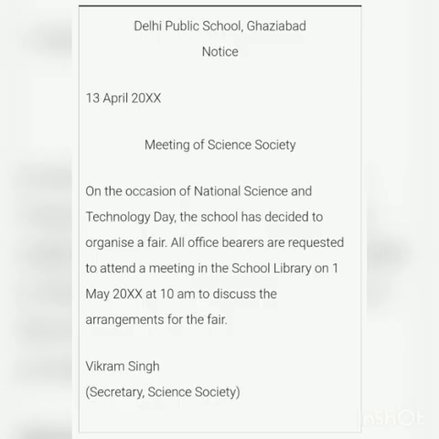This is the notice. Delhi Public School, Ghaziabad. Title: Notice. Date. Meeting of Science Society. On the occasion of National Science and Technology Day, the school has decided to organize a fair. All office bearers are requested to attend a meeting in the school library on 1st May 2020 at 10 a.m. to discuss the arrangements for the fair. Vikram Singh, Secretary, Science Society.